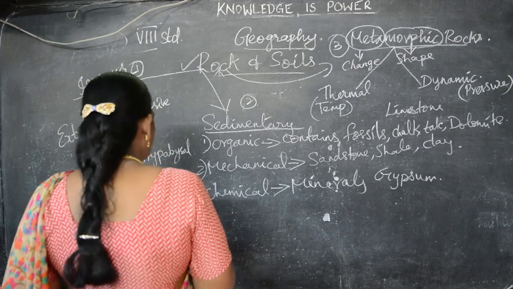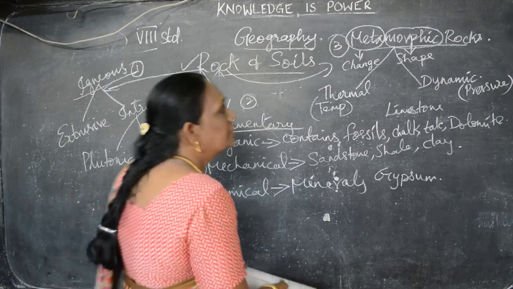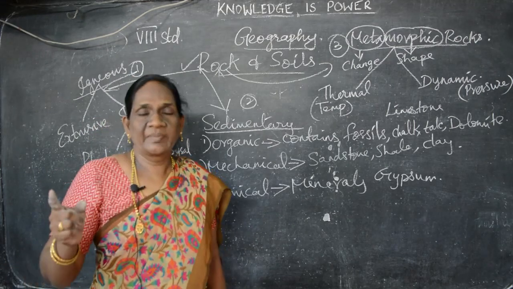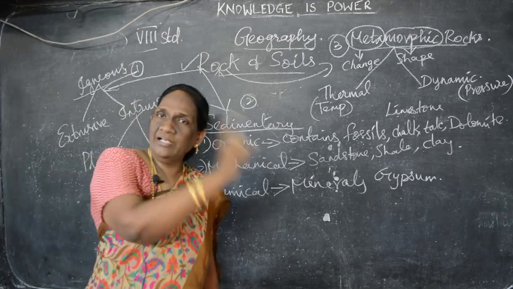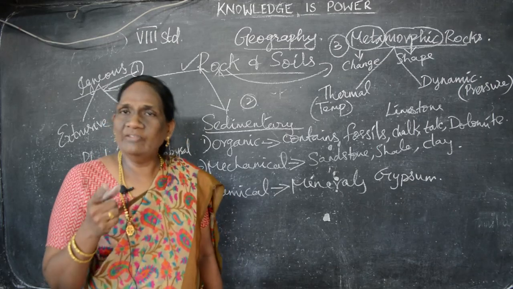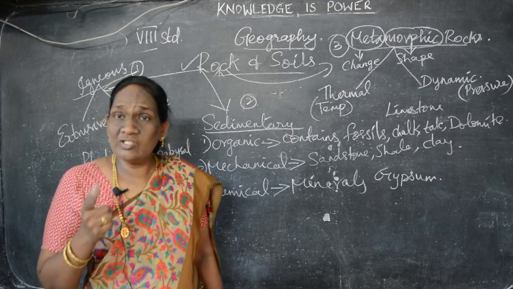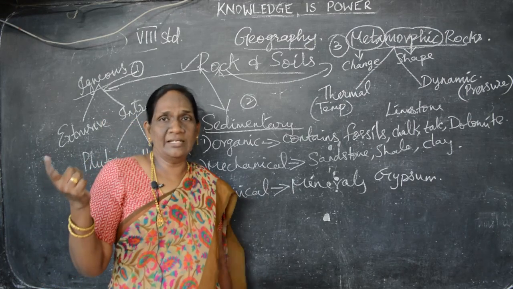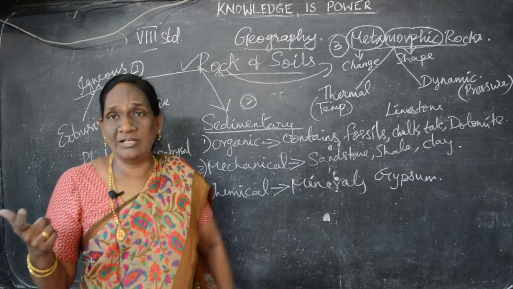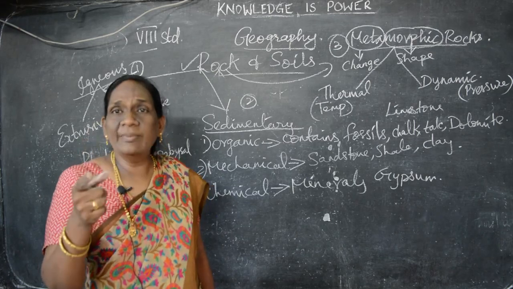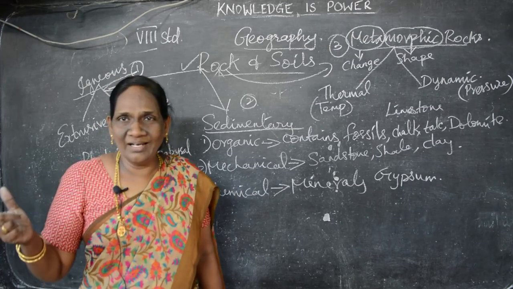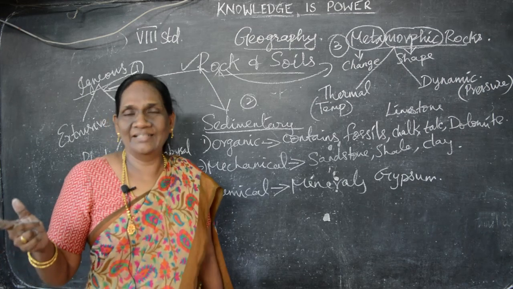Now, I already told you, metamorphic rocks change their shape. Igneous rocks change and become something, sedimentary rocks change and become something. Now we'll see. Have you heard about the Taj Mahal? Have you seen the Taj Mahal? Even if you haven't been there in person, you can see it on television and in many pictures. The Taj Mahal is built fully with marble, a metamorphic rock. Shah Jahan built it for his wife. Yes, very good.